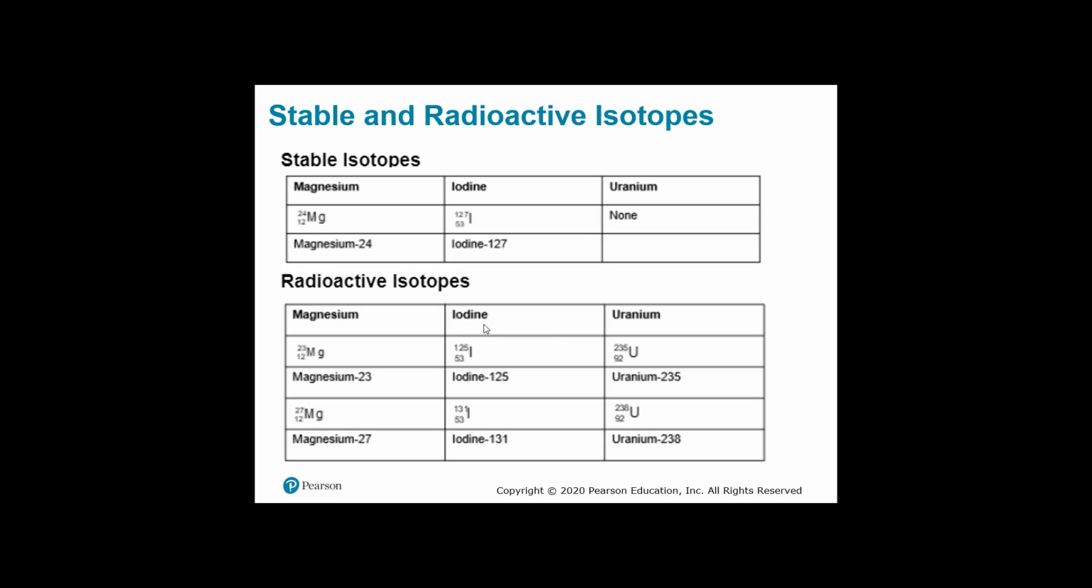Okay, so this is also another slide from my other lecture. You can see stable isotopes, and then there's radioactive isotopes. Magnesium, the one that we're familiar with, is a stable isotope, but there are radioactive magnesium isotopes. There's a 23 and a 27. Iodine has an iodine they use for thyroid problems. There's a stable one, and then there's a radioactive one. And uranium has no stable one, but it does have, of course, radioactive ones.